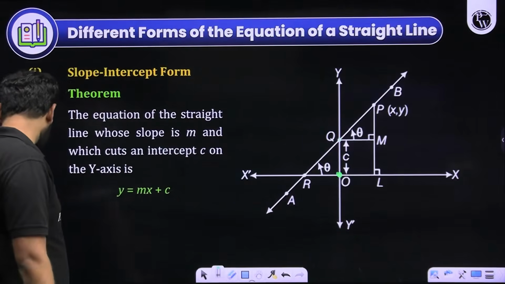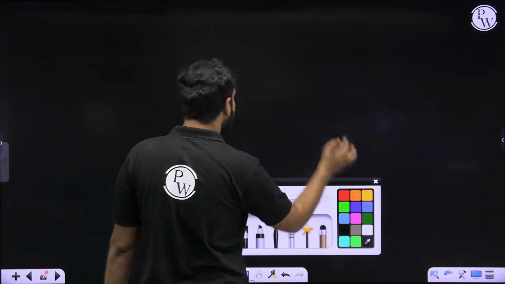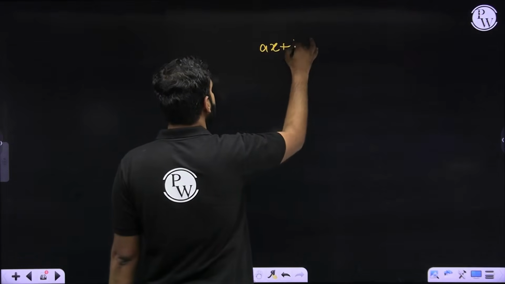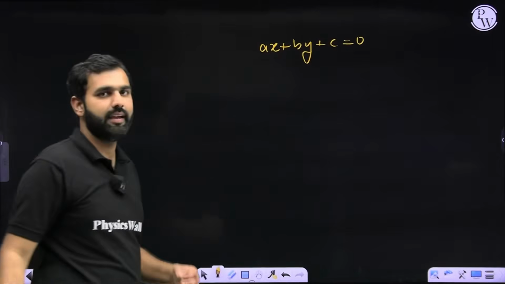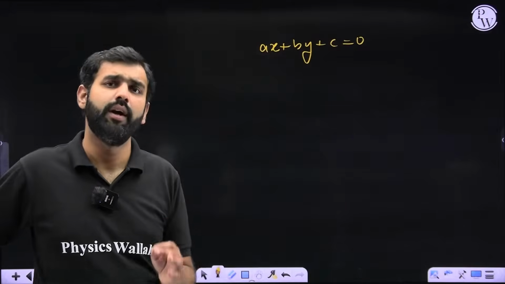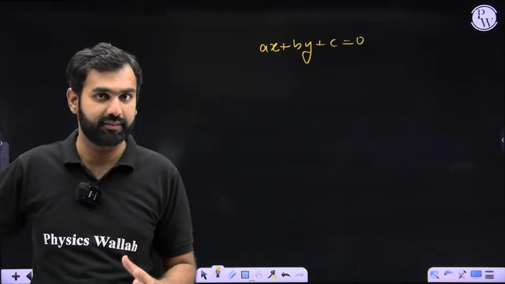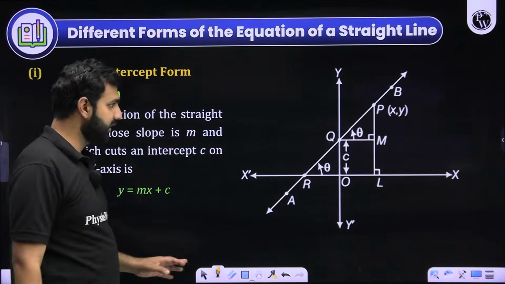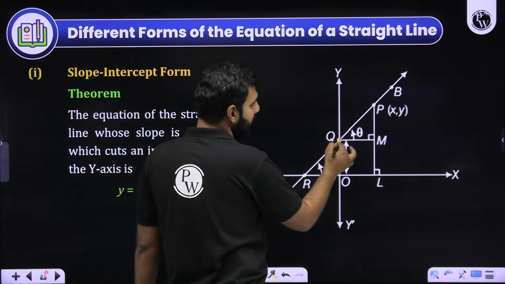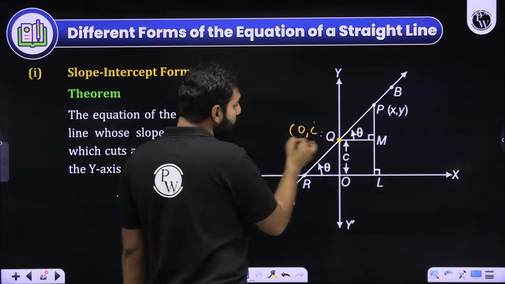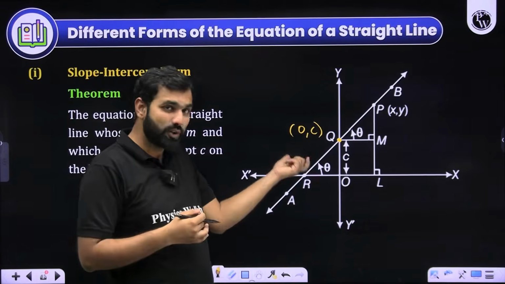Before I explain this part, let me get back. I hope you are very much convinced that whenever a linear equation in two variables is given, that is ax + by + c = 0, it always represents a straight line on the coordinate plane. I hope you understand this. Now, if I get back to this conclusion, here what we are seeing is that there is a straight line and it is making an intercept on the y-axis as (0, c). That means the line intersects the y-axis at (0, c).